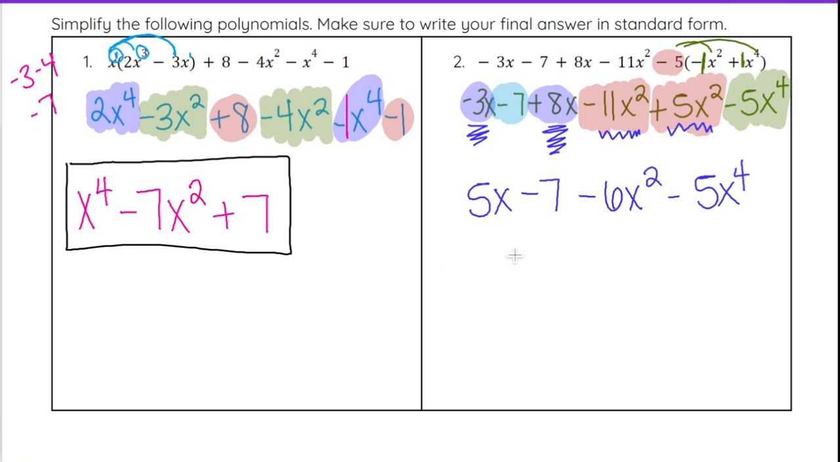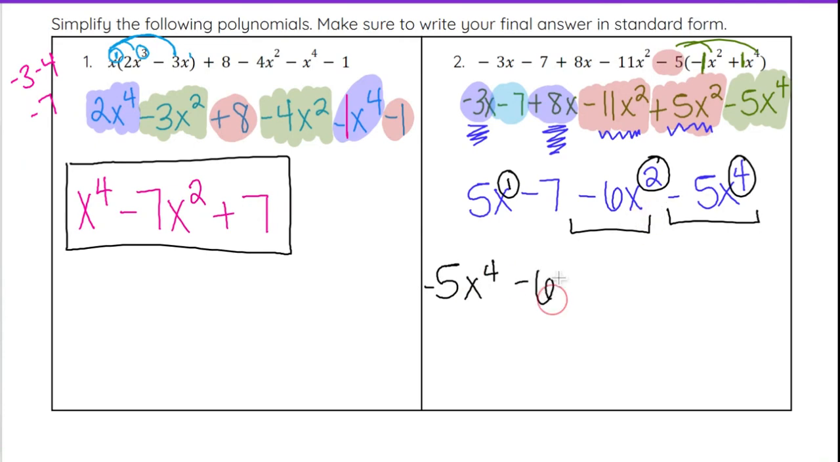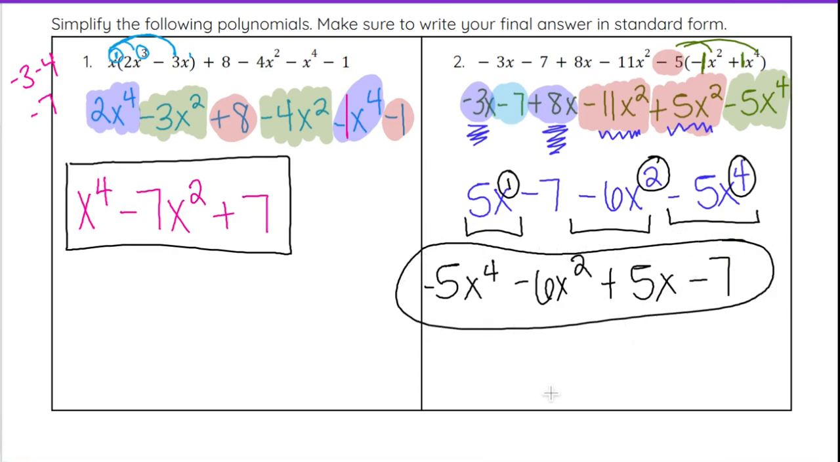Now, this is not written in standard form like number 1 was. Notice that our highest exponent is this fourth power on any of the x's, then the second power, then this first power, and then we'll end with the constant. So to reorder that, the negative goes with the 5x to the fourth. So this is going to be negative 5x to the fourth power first. Then we go to negative 6x squared. Then we have the positive, so plus 5x, and then negative 7. And that's going to be our final answer on number 2.